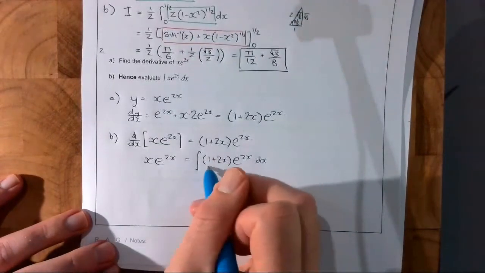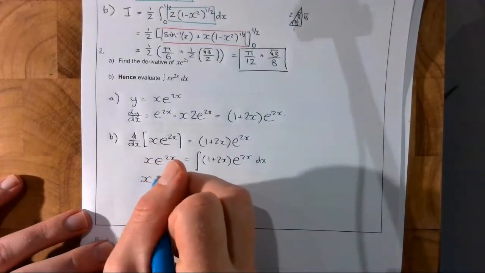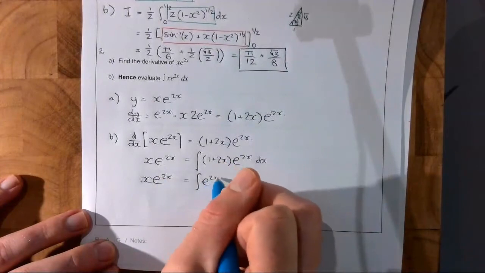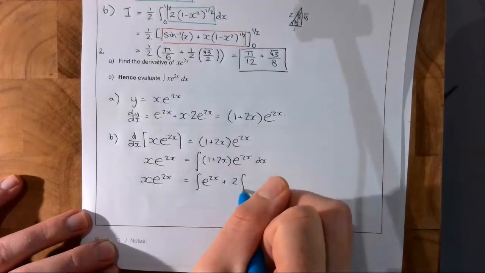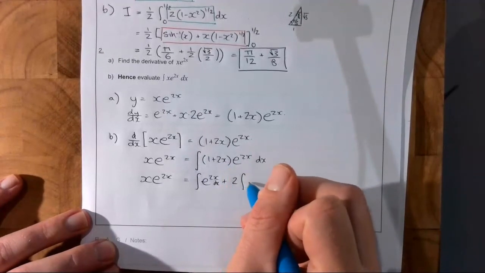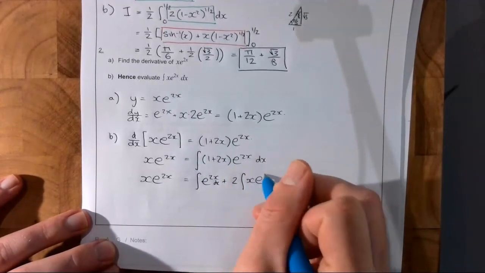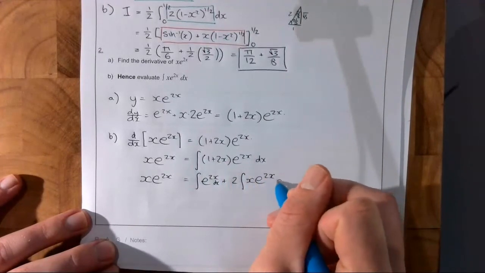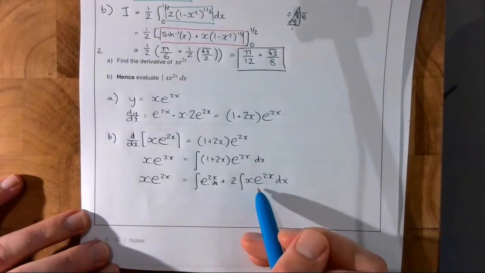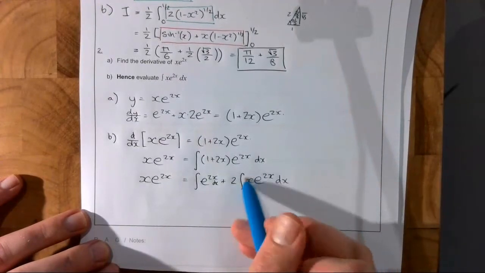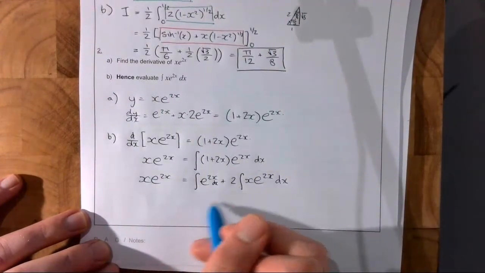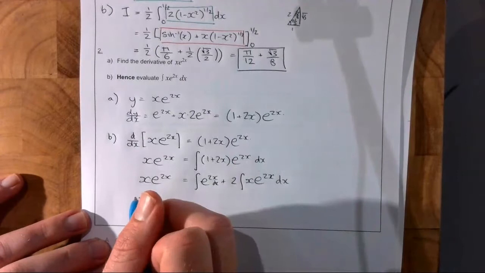And then what I'm actually going to do is I'm going to split this into two terms, because what I notice is that one of those terms is going to be related, so I need to remember my dx, to what I've asked for in the question, which is the integral of x e to the power 2x. So this is what I'm looking for here. And so I can now try and rearrange this equation.